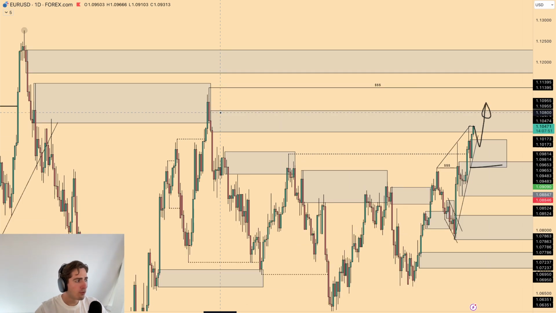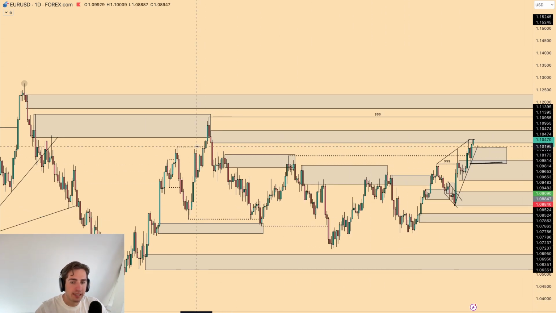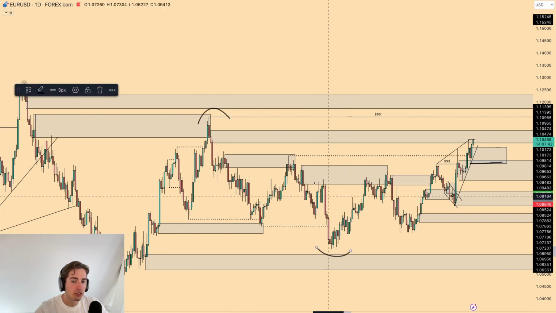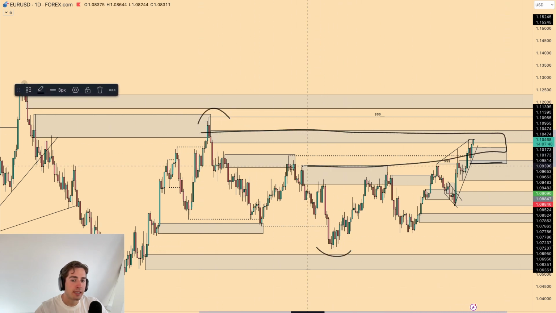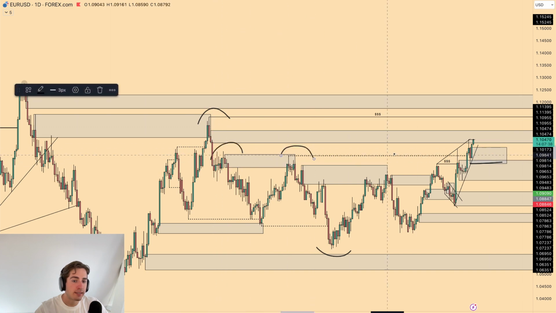Okay, for the rest, just keep in mind the overall daily is still pretty consolidative. We are in the premium of the overall range. So let's say this is your range high, this is your range low. Then obviously we are kind of inside the premium from where we rejected. So let's see what's going to happen here, guys.